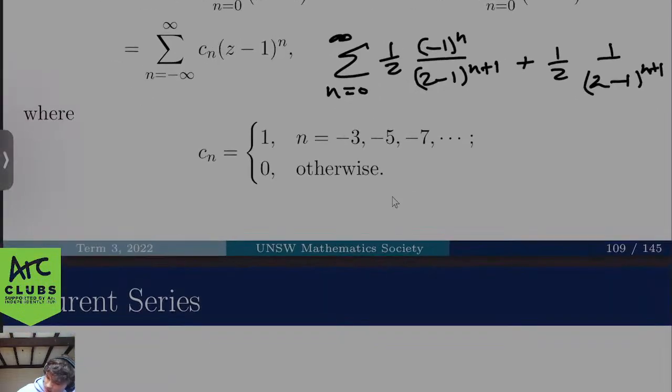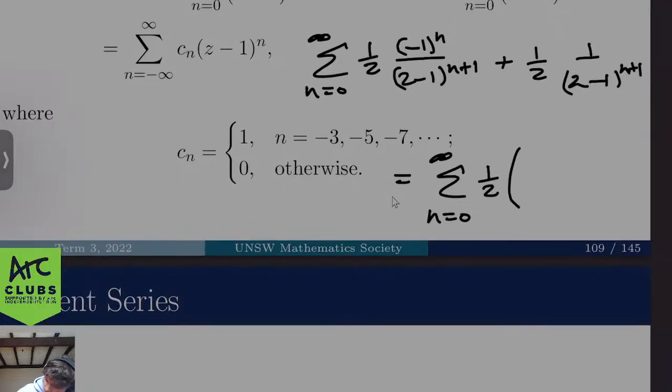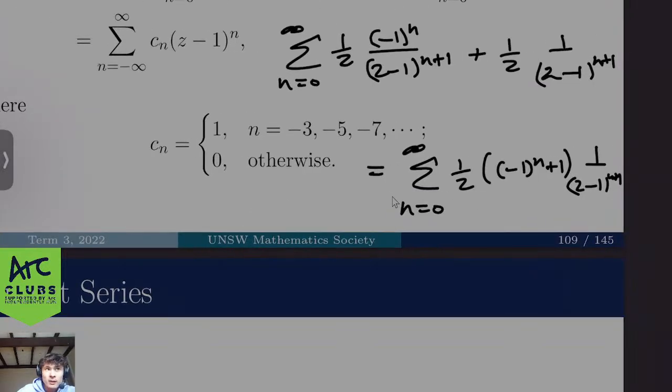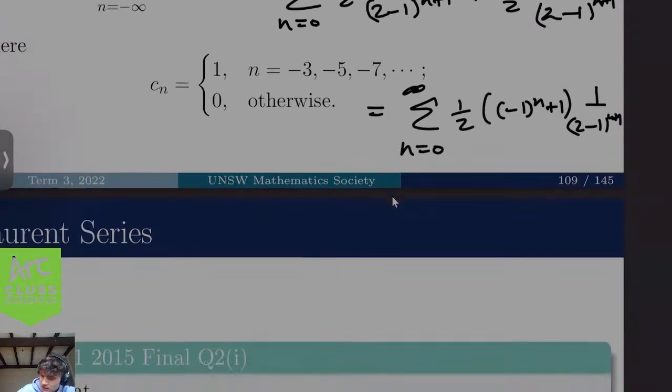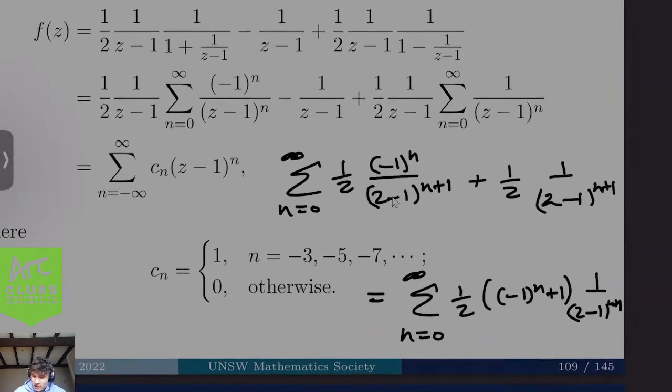Okay, and so we can combine this together to say that's 1/2, sorry, I'll rewrite this: 1/2 negative 1 to the n plus 1, 1 on z minus 1 to the n plus 1. Okay, and this is my Laurent series just for getting this term.